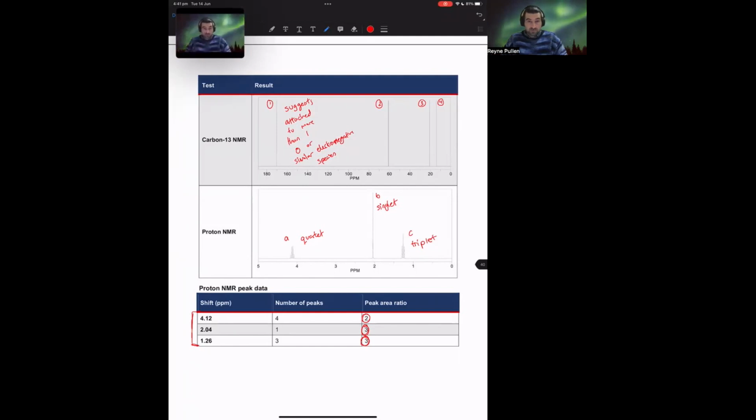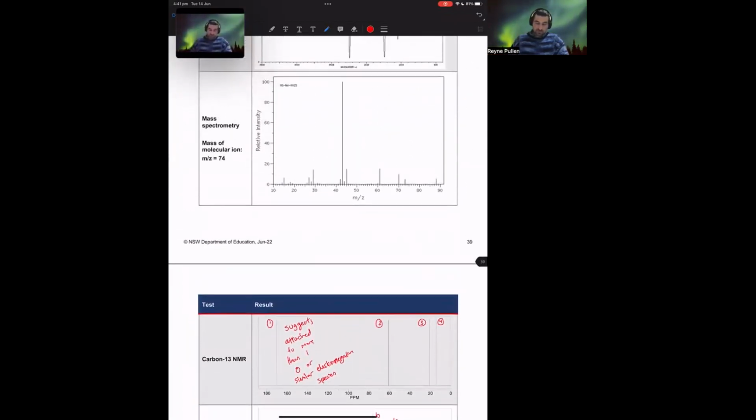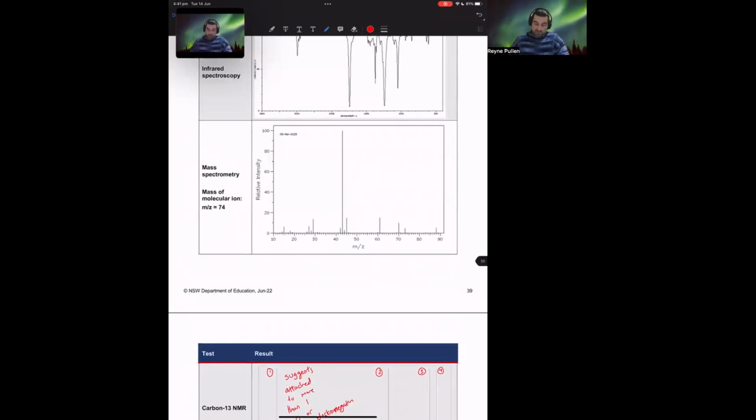It's the ratio that's important. So we might start by going with the simplest ratio to propose an initial structure, but we may have to reevaluate that later. Now, at this stage, we have an idea of how many carbons there might be, how many protons or hydrogens there might be. So let's move on up to the mass spec, and we'll deal with this one next.